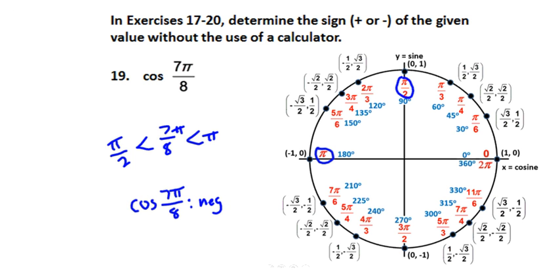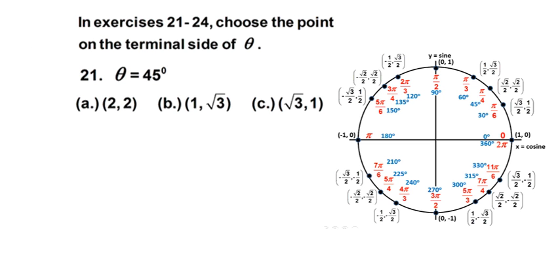All right, so now to problem 21. In exercises 21 to 24, choose the point on the terminal side of theta. And terminal side, we look at where the angle ends. And so the terminal side, in this case, is the angle 45 degrees, which is right here. There it is. And which point would be on that terminal side?